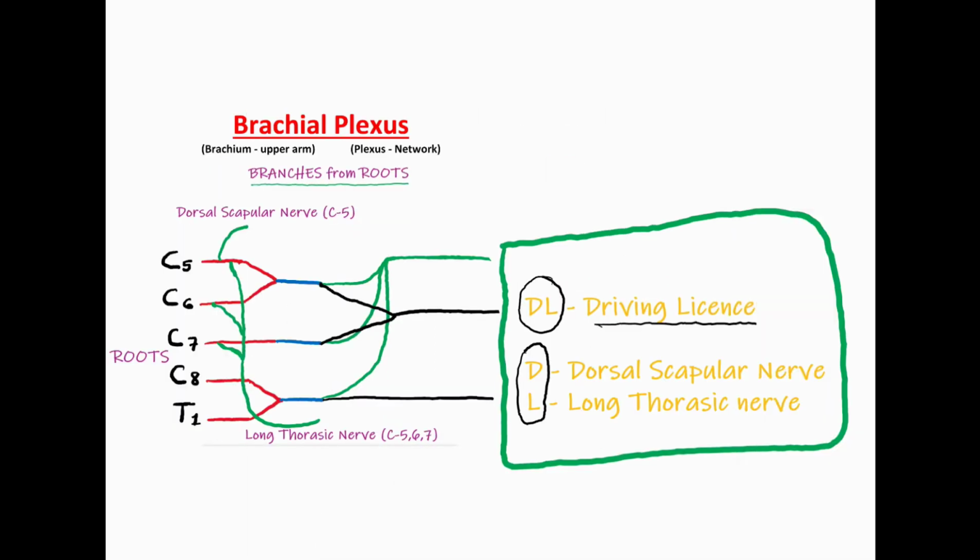Here comes another mnemonic. I know that I am bombarding you with more mnemonics than the brachial plexus, but please trust me, this will help you in the long term. So for the branches from the roots, the mnemonic is DL, your driving license. D is for dorsal scapular nerve and L is for long thoracic nerve. Long thoracic nerve has a different name also, which is nerve to Bell.